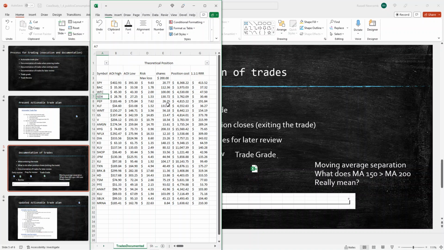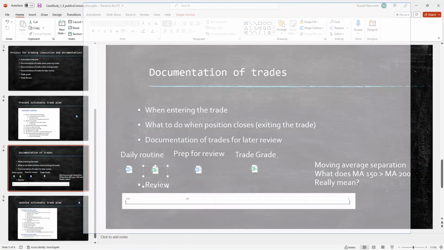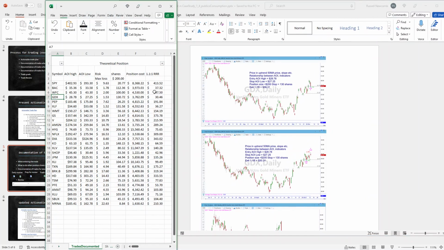So what you do is you fill in the port. This is the theoretical position, taking your area of interest high, your area of interest low. From that, you can calculate your risks. Then using Excel formulas, it tells you the maximum number of shares that you can include for that given loss. You can't have fractional shares, so you round down. It also calculates the return to risk ratio for you as you go along. So this return to risk ratio can be used over here.